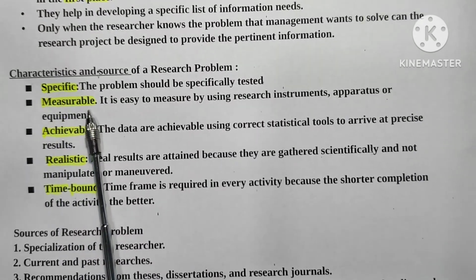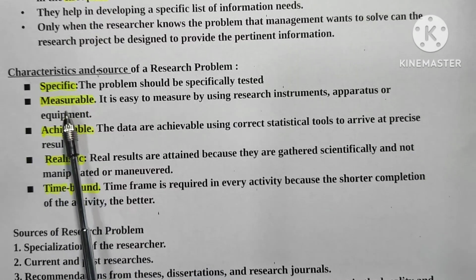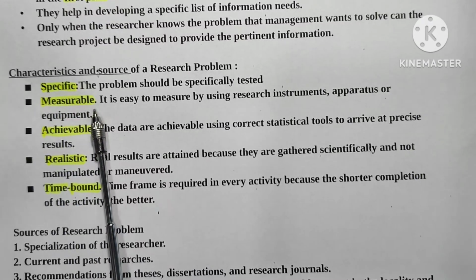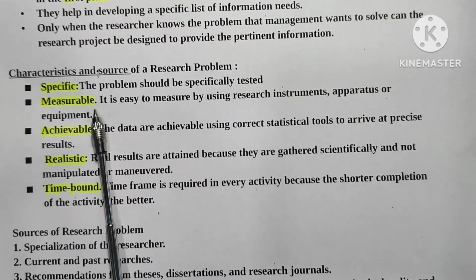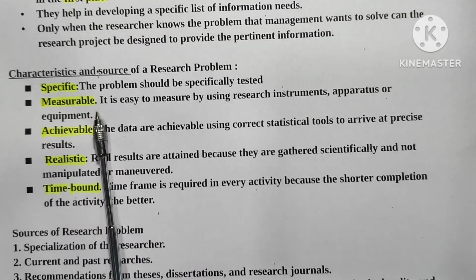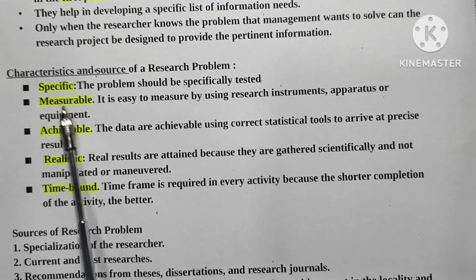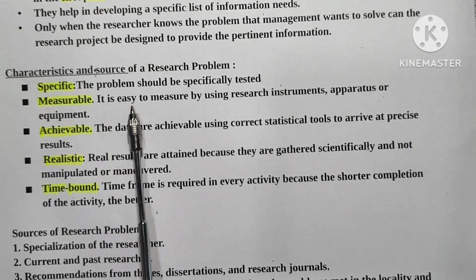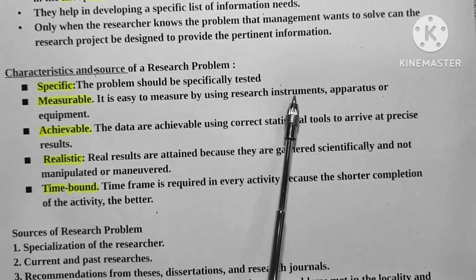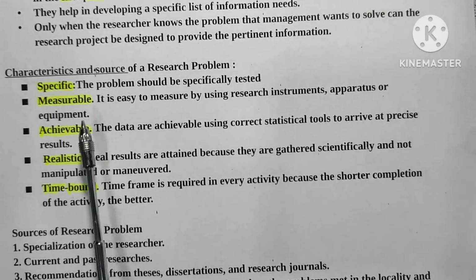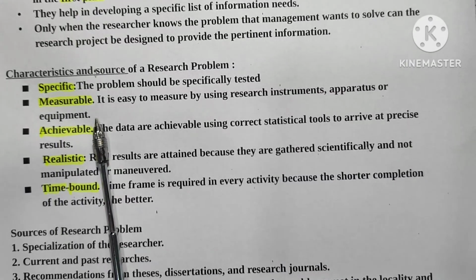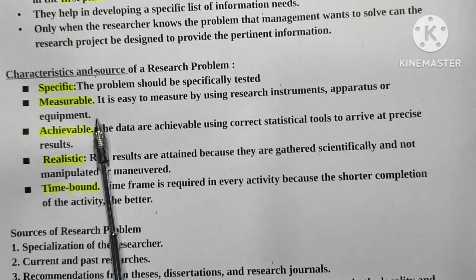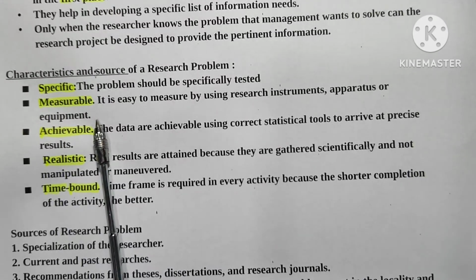Measurable. The research problem which you are going to select should be measurable. After the research, you should be able to represent the result in numerical form by using statistics and numbers, graphs and charts. So it should be measurable. It is easy to measure by using research instruments, apparatus or equipment. For example, blood pressure. There is equipment, the sphygmomanometer, with which you can measure the blood pressure.